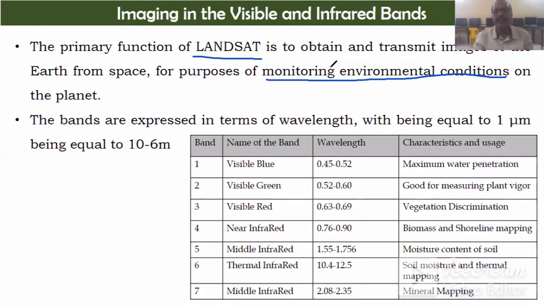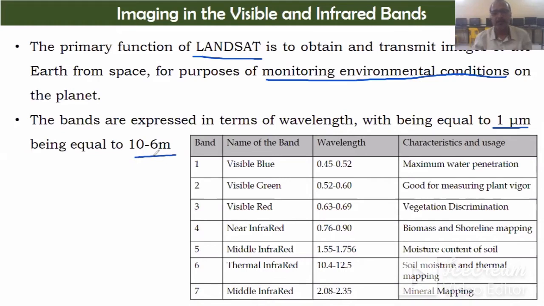The Landsat satellite is one of the main satellites used to take pictures of the earth from space and monitor environmental conditions. This Landsat satellite uses different visual and infrared bands. What is the number of bands? Basically seven bands are used. Bands are expressed in terms of wavelength, which ranges from 1 nanometer to 1.6 times 10 raised to the power minus 6 meter.